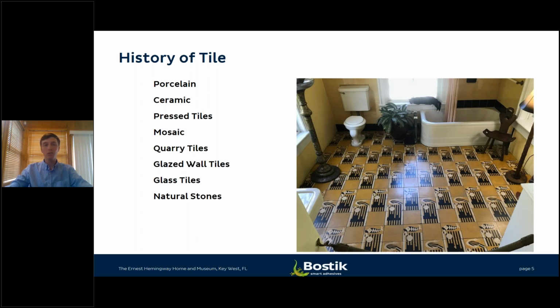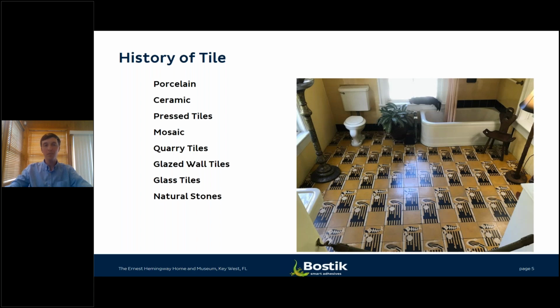You'll find pressed tiles, which is a method for manufacturing a ceramic or porcelain tile. We'll talk a little more about that in the coming couple of slides. There are mosaics, which come in a variety of formats. You'll see mosaic tiles in paper face mounted product, in mesh mounted backings, and in dot mounted applications as well, depending on the use desired for the mosaic.